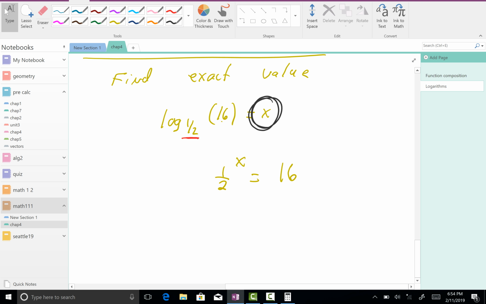So you say, well, that doesn't help us at all. Well, here's what we've got to do. We've got to remember that 16 can be written as a power of 2. So it'd be 2 to the 4th. That's a little better because now we have a couple of 2's here, here, and here. Okay?